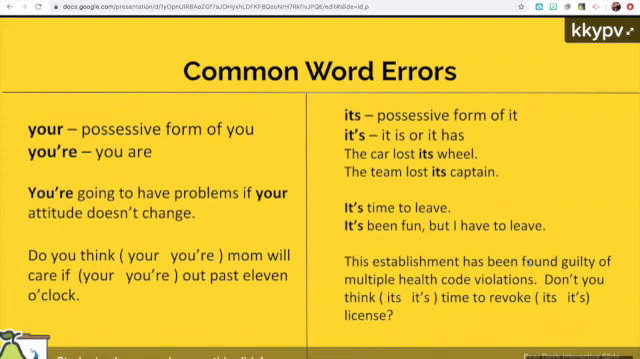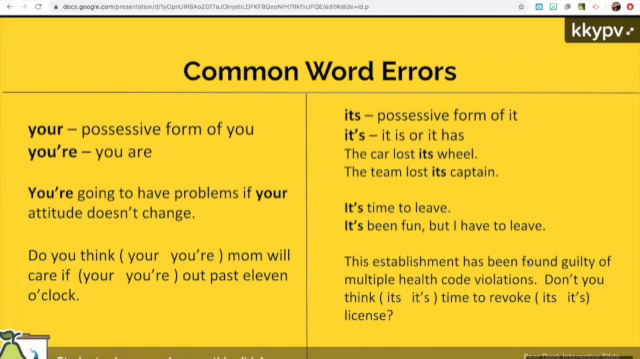The next one's your, YOUR, is the possessive form of you, and you're, YOU'RE, is you are. So you're going to have problems if your attitude doesn't change. Okay, do you think your mom will care if you're out past 11 o'clock? All right, good.